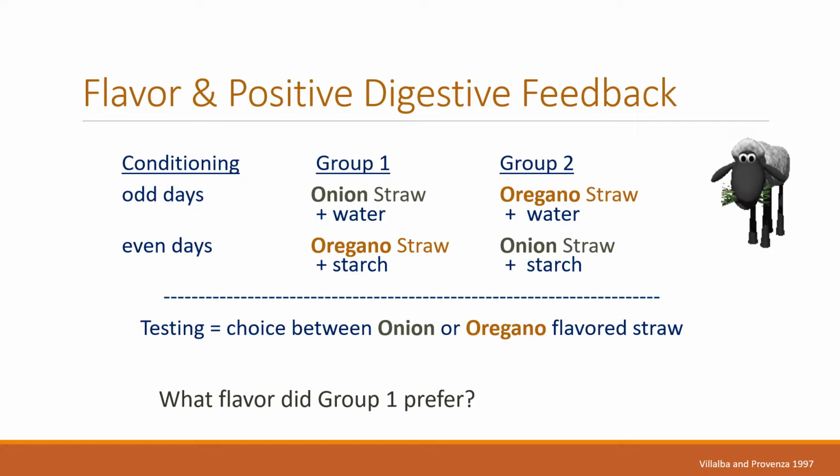So on odd days, they got no positive feedback. On even days, they got a flavor with some positive feedback. And then the test was simple. They just gave the sheep a choice between onion flavored and oregano flavored straw. So which flavor do you think group 1 preferred? Well, based on what we've been talking about, it should be obvious. They would have preferred oregano flavored straw.